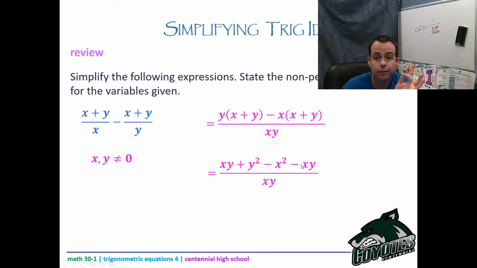Anything I can clean up here? For sure, I've got an xy and a minus xy, so that adds to 0, and I'm left with y squared minus x squared over xy.